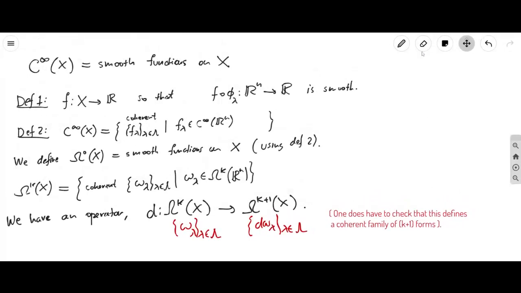So this is the definition. And it would be nice to give an example that illustrates this. So I'm going to take this down, and we're going to go through an example, and we'll see how it works.